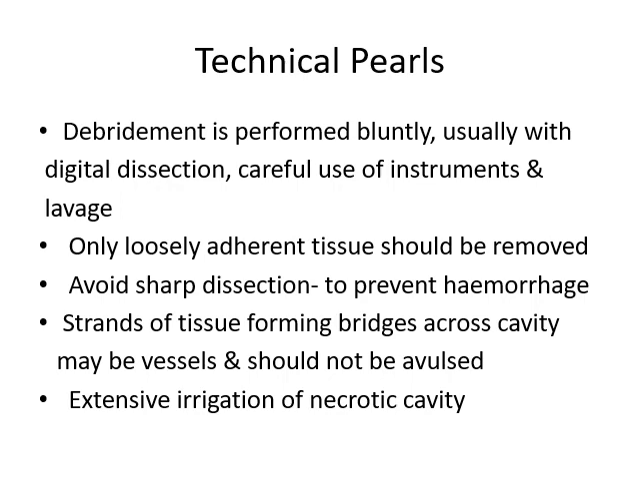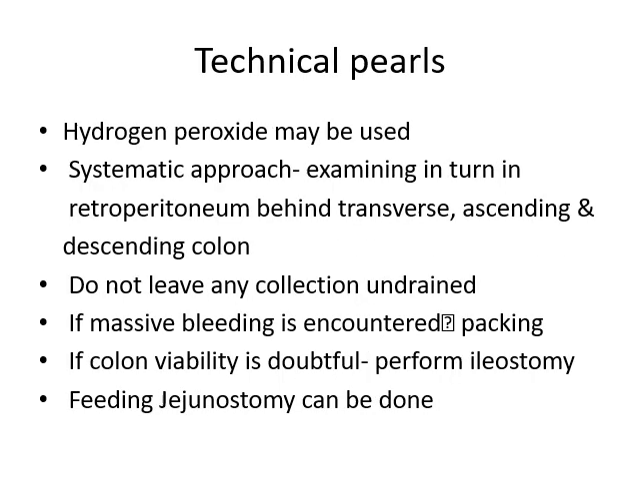Only loosely adherent tissue should be removed. Any strand you see making a bridge between tissues, you have to be very careful because it can be a blood vessel, and if you just tear it, you will get in trouble with severe hemorrhage. So blunt finger dissection, only very loosely adherent tissues should be removed, and after that avoid any vascular injury by very careful dealing with the blood vessels, and extensive irrigation of the necrotic cavity and drainage.